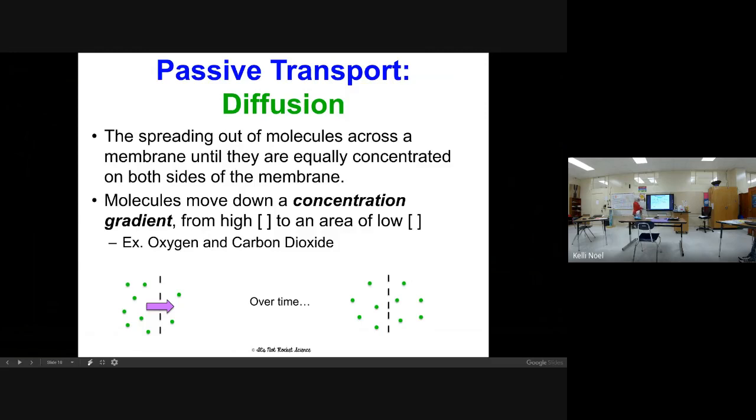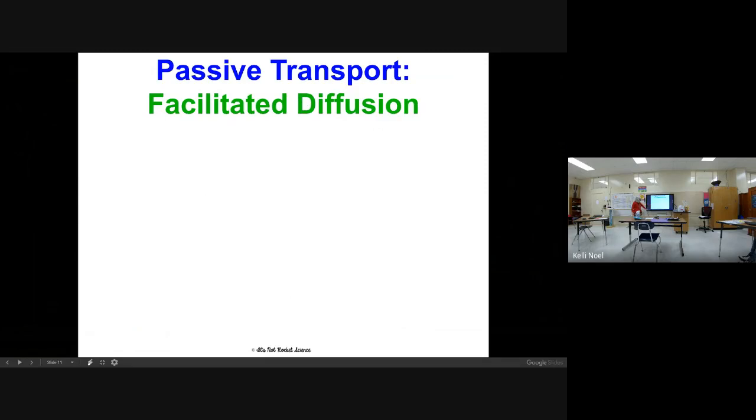This dashed line here represents the cell membrane, and these small molecules are able to diffuse through the membrane, through those phospholipids we talked about yesterday, and move from an area of high concentration to an area of lower concentration. Over time, it balances out so you have an equal number on both sides. So that is diffusion.